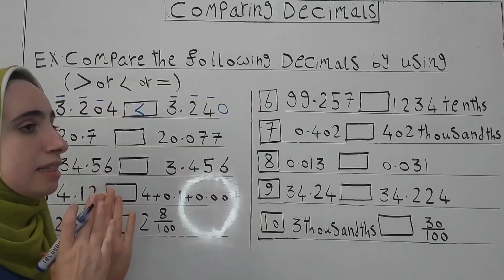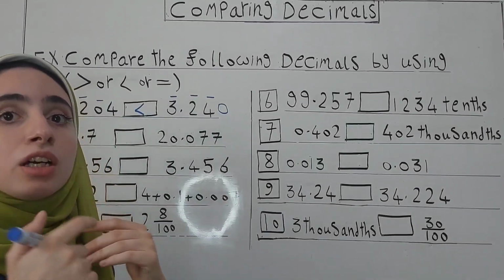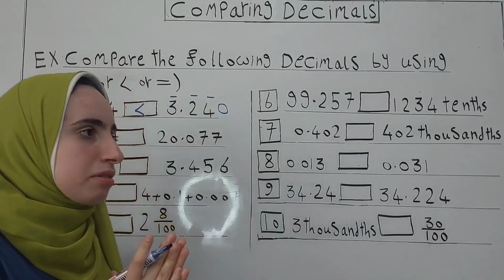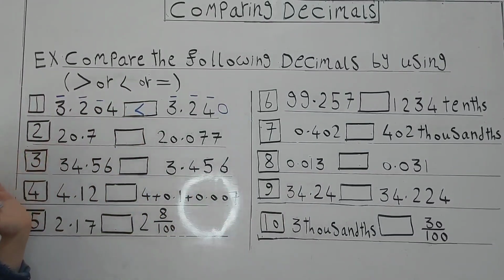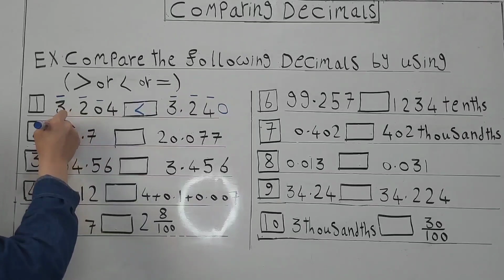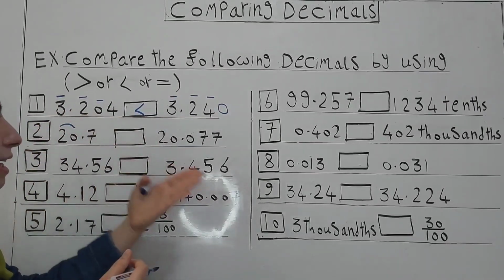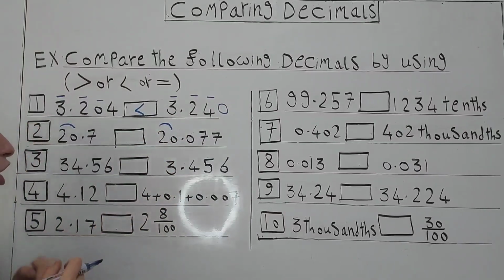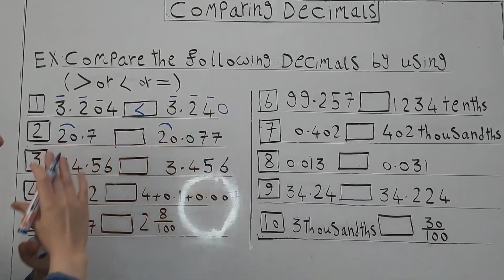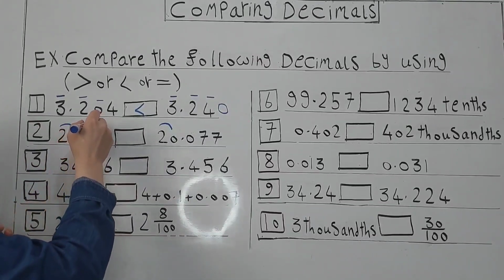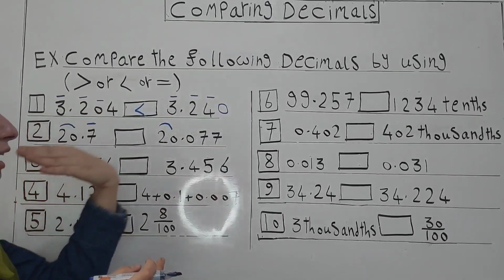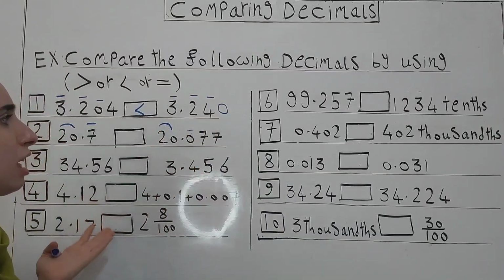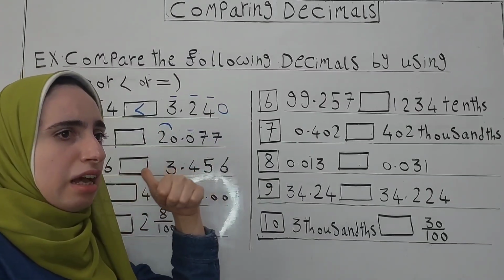Number 2. At first we put our eyes on the left, on the integral part, and make a comparison. The first number has 20 whole numbers, and the second number also has 20 whole numbers. So, go to the next digit in the decimal part. The next digit is 7, and the next digit in the second number is 0. Now, which is greater? 7.